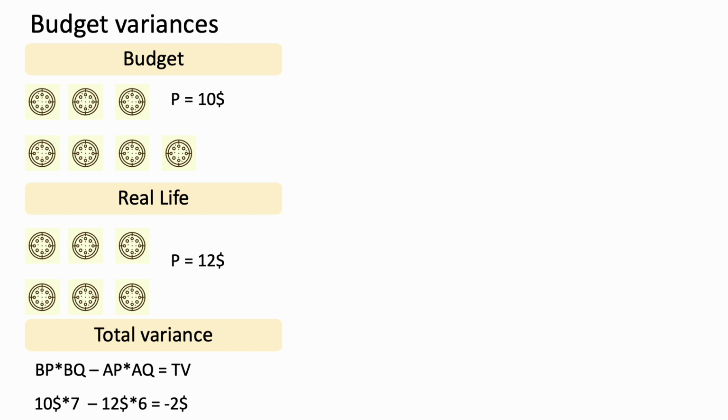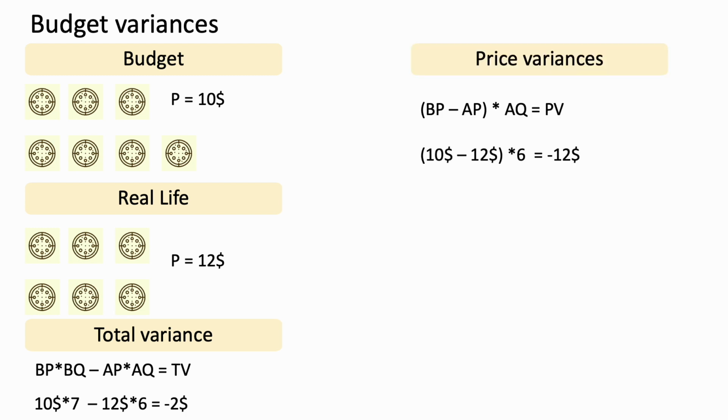Let's break it down into both the price and the quantity variance. Price variance. The price variance is like checking if we got a good deal on our pizzas. It's calculated as budgeted price minus actual price, multiplied by the actual quantity. So for us, it's $10 minus $12, multiplied by 6, equals minus $12. This means we overspent our budget by $12 because the pizzas were more expensive than we expected.